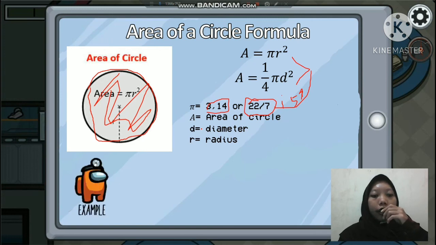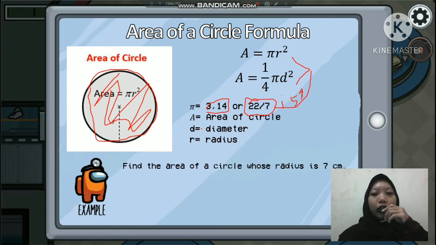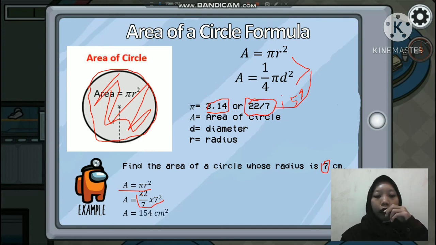Okay, next is the example. Find the area of a circle whose radius is 7 centimeters. We write the formula: A is pi r to the power of 2. We use pi as 22 divided by 7 because the radius is 7, and then we put the numbers here: 22 divided by 7 multiplied by 7 to the power of 2. A is 154 centimeters squared.